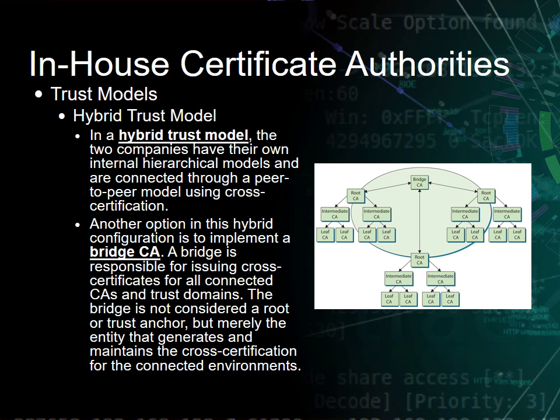So a third trust model is really a hybrid of the first two. The two companies have their own internal hierarchical models and are connected through a peer-to-peer model using cross-certification. Another option in this hybrid configuration is to implement a bridge certificate authority. A bridge is responsible for issuing cross certificates for all connected certificate authorities and trust domains. The bridge is not considered a root or a trust anchor, but merely the entity that generates and maintains the cross certifications for the connected environments.